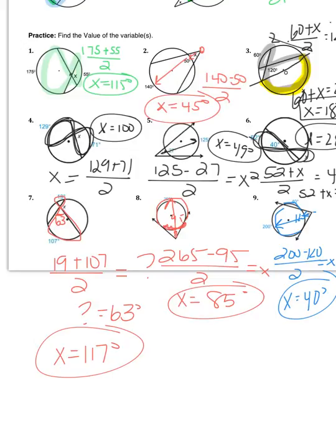So the big thing when you're solving these types of problems is that you always want to ask yourself what type of angle am I given? Central, inscribed, interior, exterior. If you know your vocabulary words, it makes this astronomically easier.